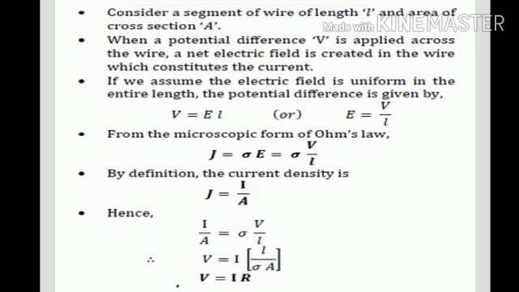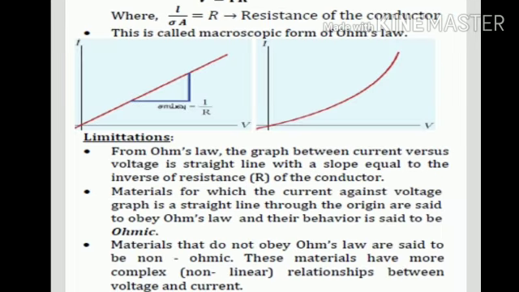This equation represents the macroscopic form of Ohm's law. Next, the graphical representation for Ohm's law is given here. From the first graph, it is understood that from Ohm's law, the graph between the current and the voltage is said to be a straight line with a slope which is equal to the inverse of resistance of the conductor.